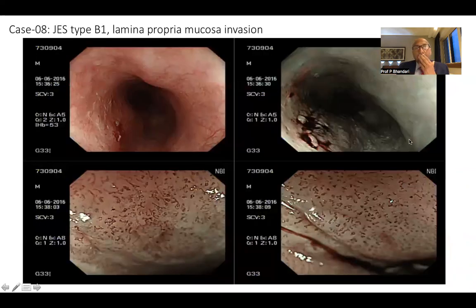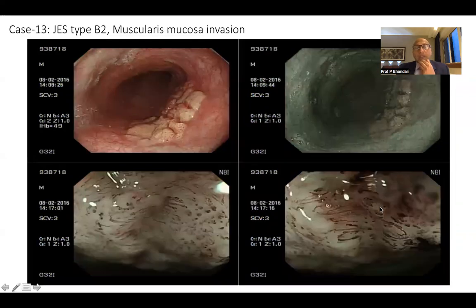You can see here under NBI how it looks. So this is a cancer which we call M1 or M2, which means it has only reached the lamina propria. And you see these loop-type vessels with no branching. This is typical comma or loops.